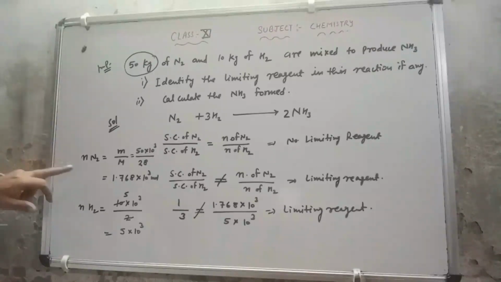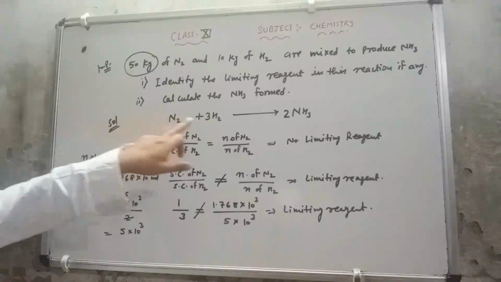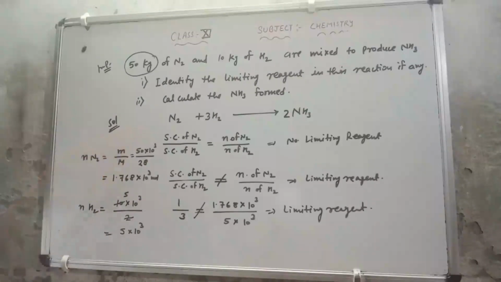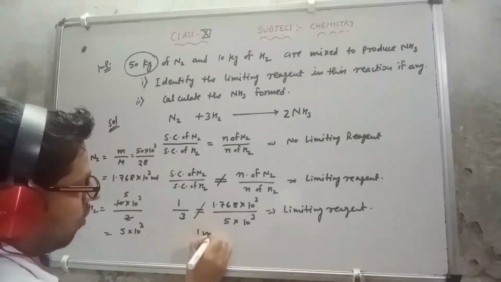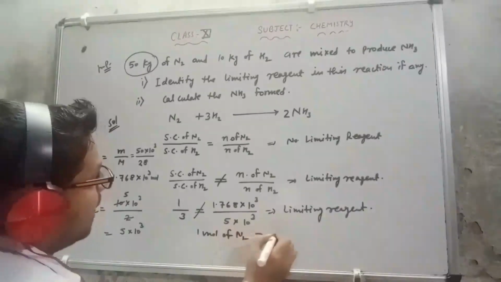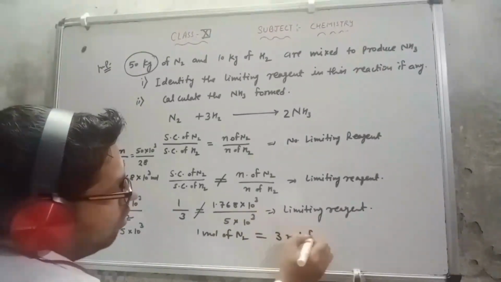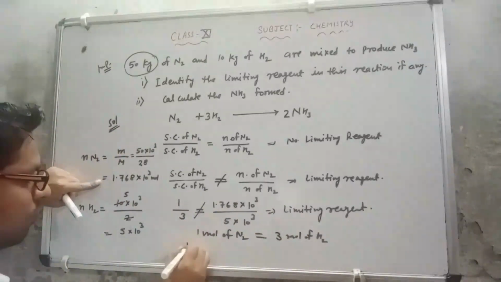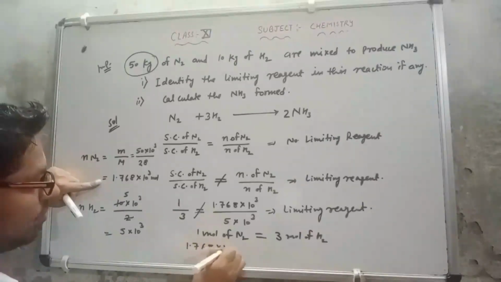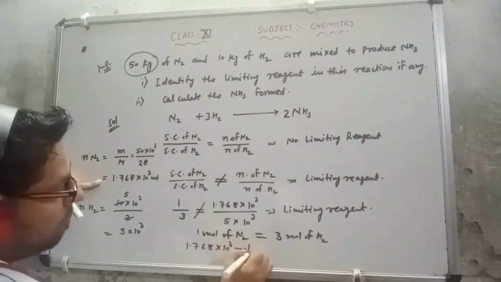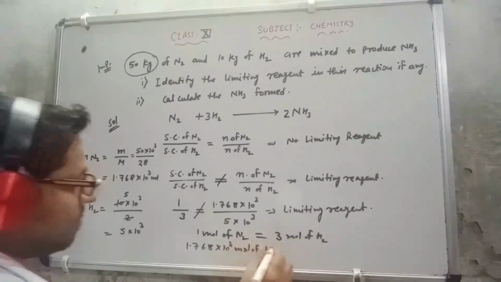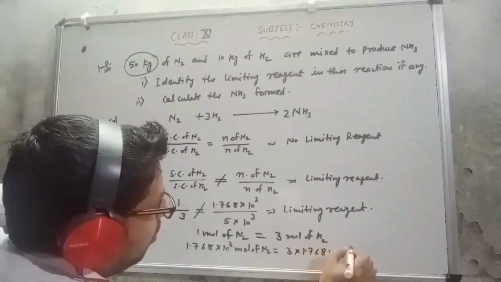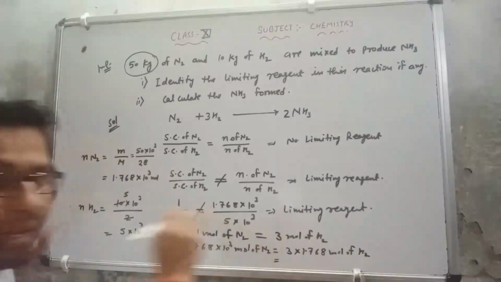If you see the reaction, 1 mole of N2 reacts with 3 moles of H2. Now how many moles of N2 do we have? This is 1.768 into 10 raised to the power 3 moles of N2, which will react with 3 multiplied by 1.768 moles of H2. If we solve it, what will be coming?